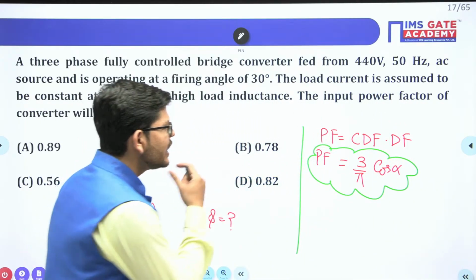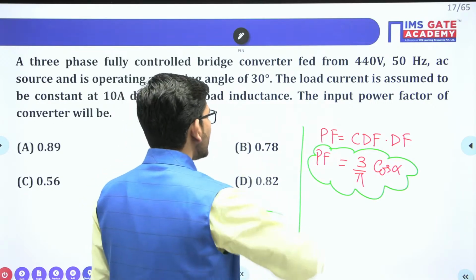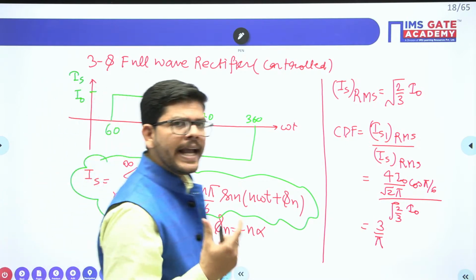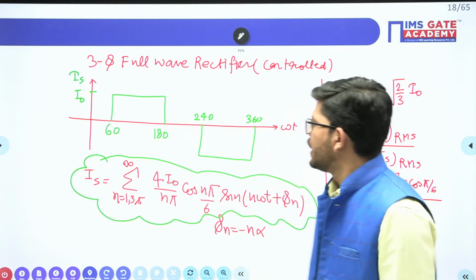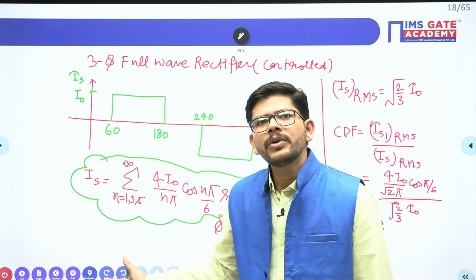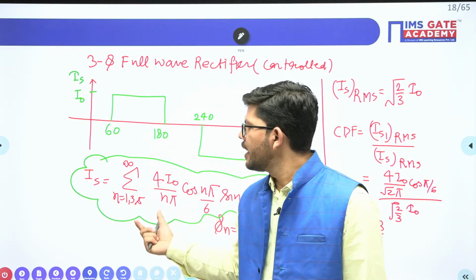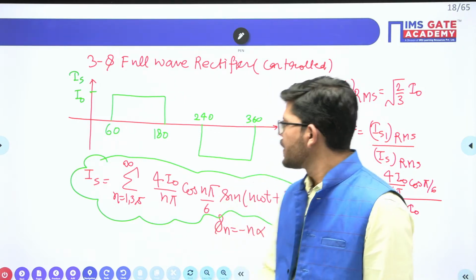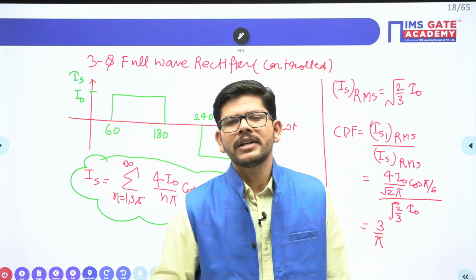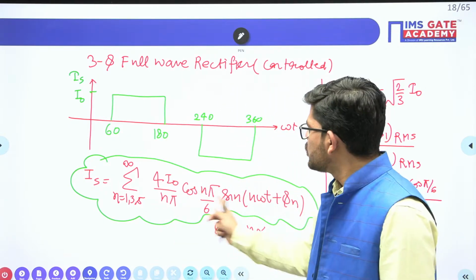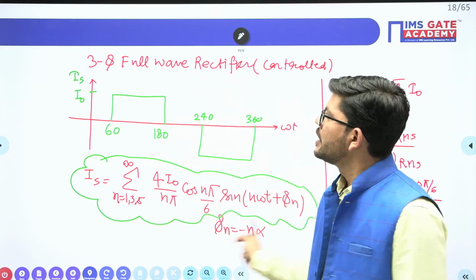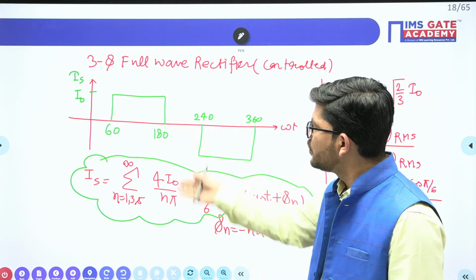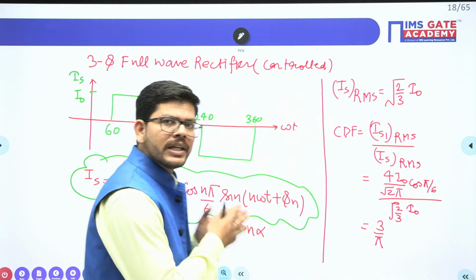You can directly remember this formula, but I have told you how you can approach it. You may get a problem in which ratios of components of the sinusoid are asked. Suppose they ask the ratio of the fifth component with respect to the first component, or the seventh component with respect to the first component. For that you should know the Fourier series expression for the 3-phase full wave rectifier, and I have told you how you can approach that kind of problem.